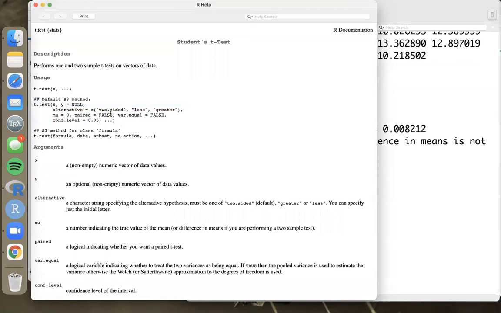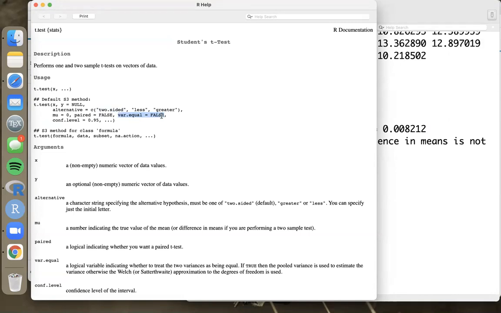If we had a two-tailed test, we pick the two-sided alternative hypothesis, and that's the default assumption. You don't have to say anything if it's two-tailed. Likewise, you can name the confidence level, and by default it thinks the confidence level is 0.95. If it's a paired test, you would put paired as true, but by default, it thinks that it's not paired unless you say otherwise. And var.equal being false is also the default assumption.